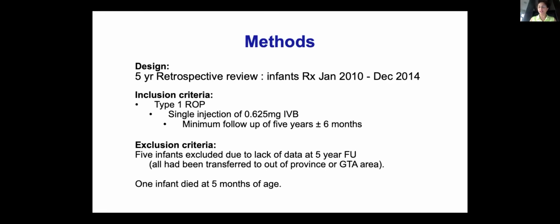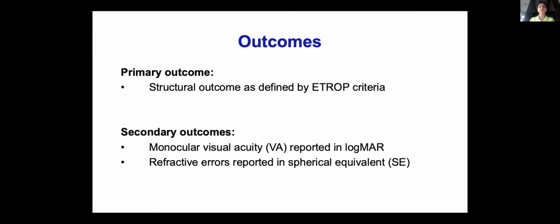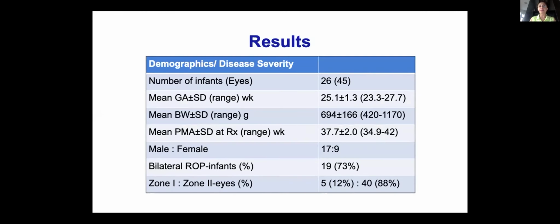1 infant died at 5 months of age. The primary outcome is the structural outcome as defined by ETROP, and the secondary outcomes are monocular visual acuity reported in logMAR and refractive error reported in spherical equivalent.